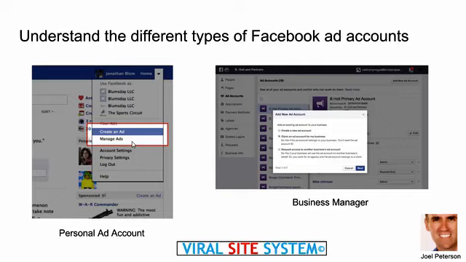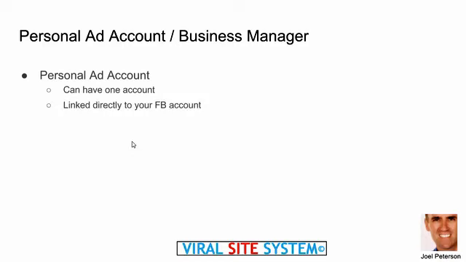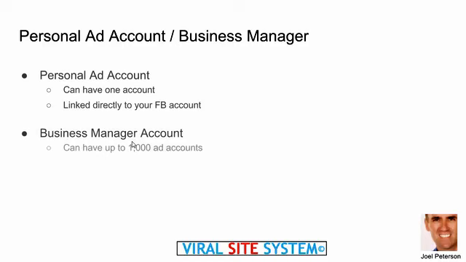So let me go over this again. A personal ad account, everyone has in Facebook, and you can only have one of those. All right, it is linked directly to your Facebook account, like I was just showing you. Business manager account, you can have up to 1,000. When you start your business manager account, they'll probably give you 2 or 3. Then we'll show you in another video how to request more. It changes all the time.